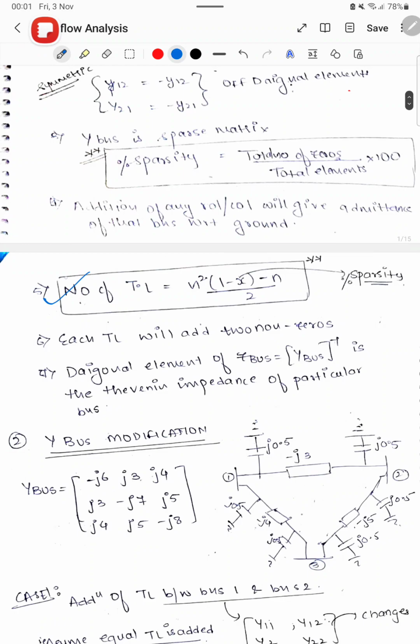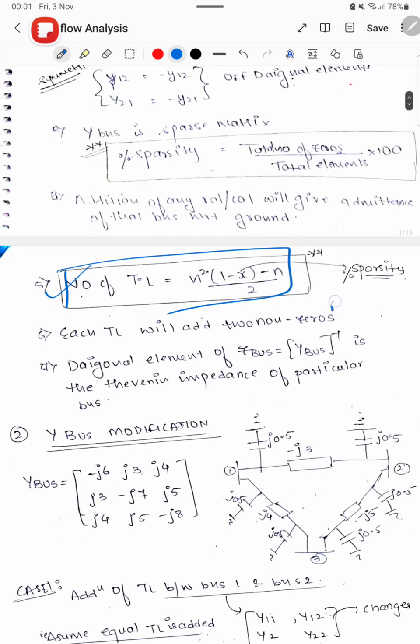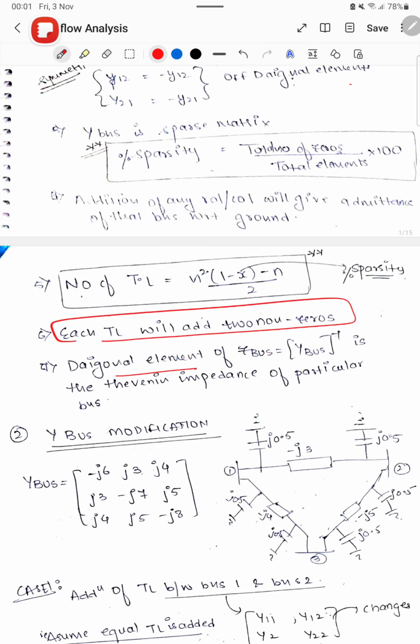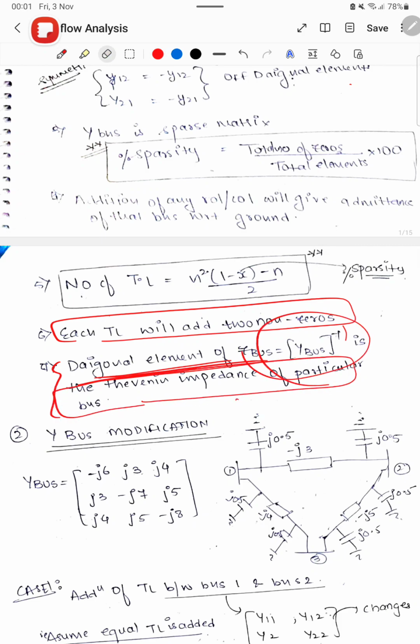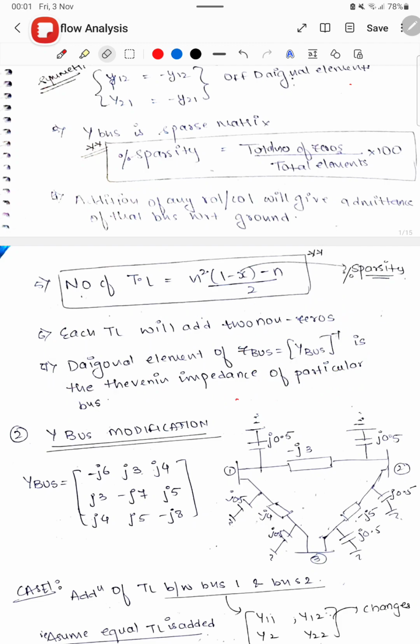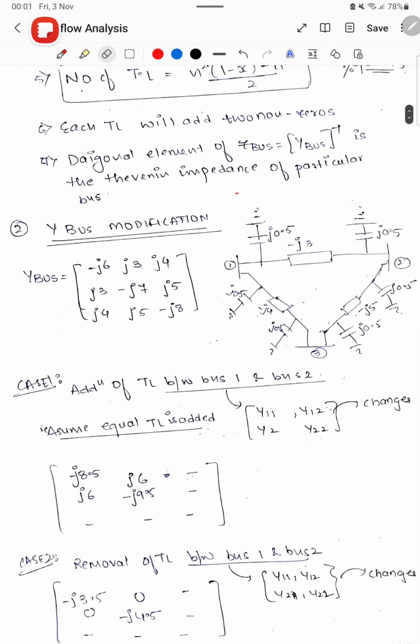Fine. Number of transmission lines is equal to n square into 1 minus x, minus n, upon 2, wherein x is nothing but sparsity. Whenever you add any transmission line, it will add two non-zeros to the matrix, and the diagonal element of Z, the inverse of Y, is nothing but the Thevenin impedance of that particular bus. Okay, so that was all about Ybus construction.